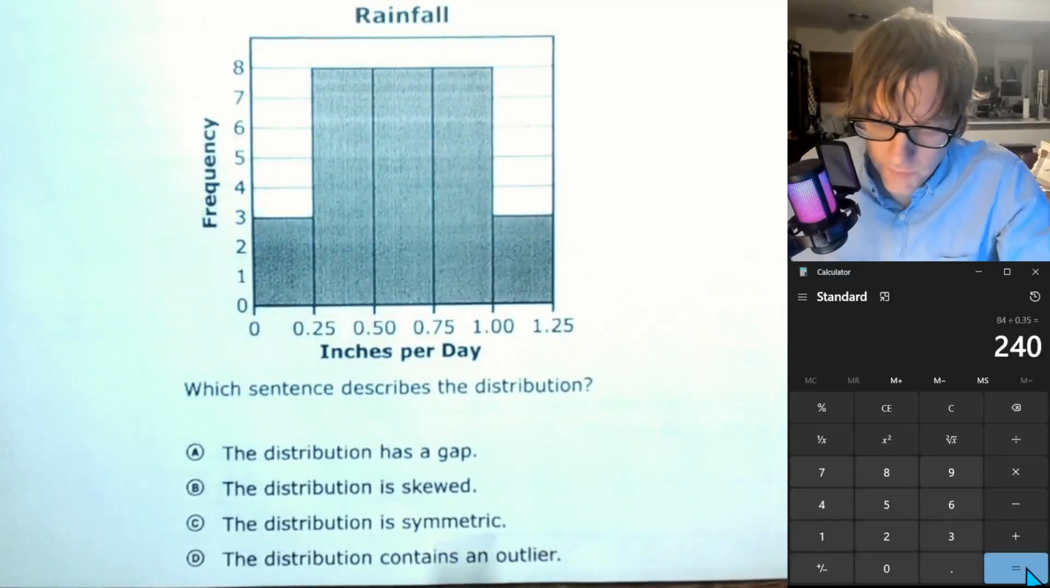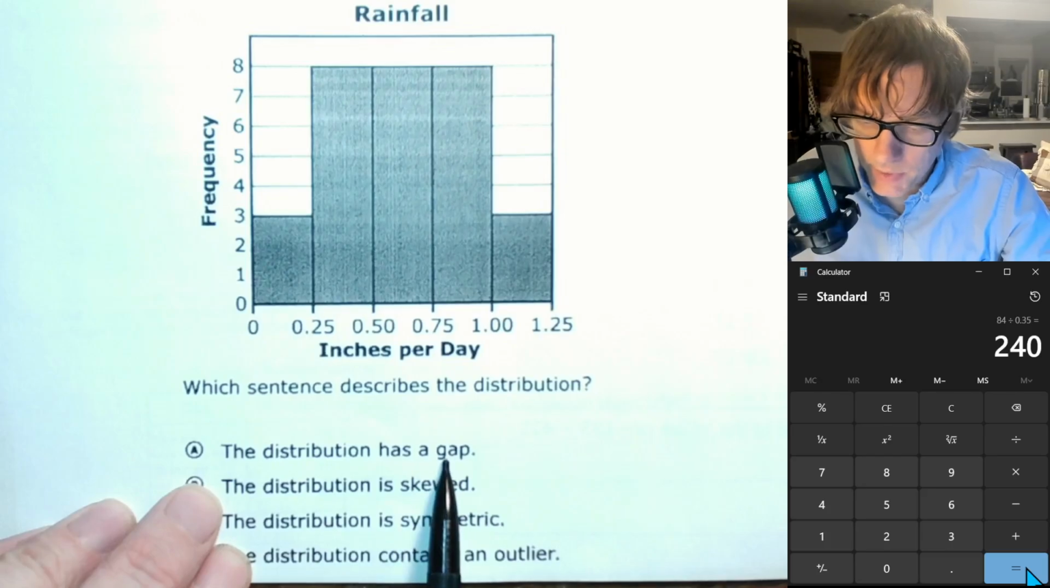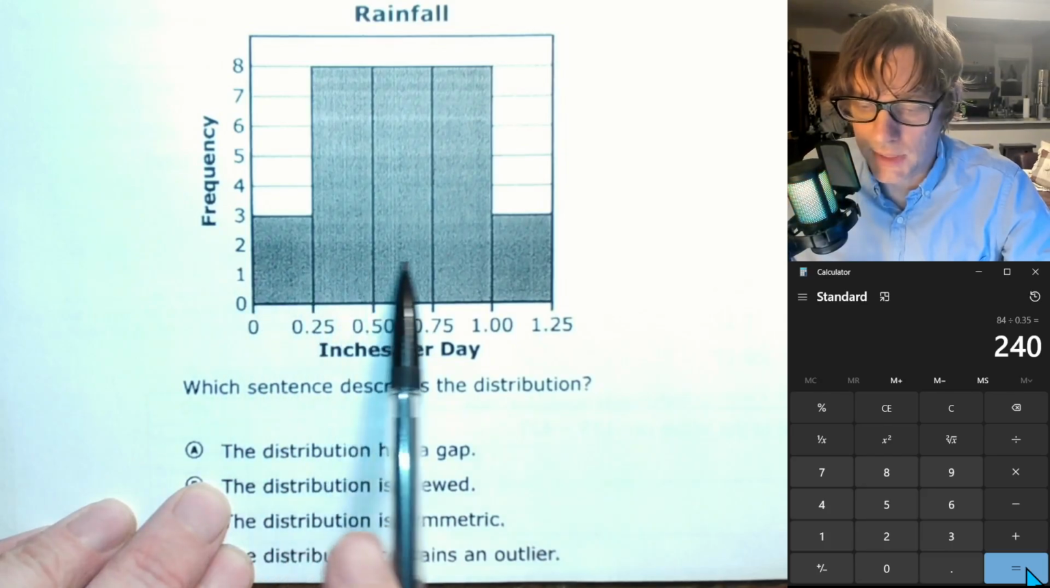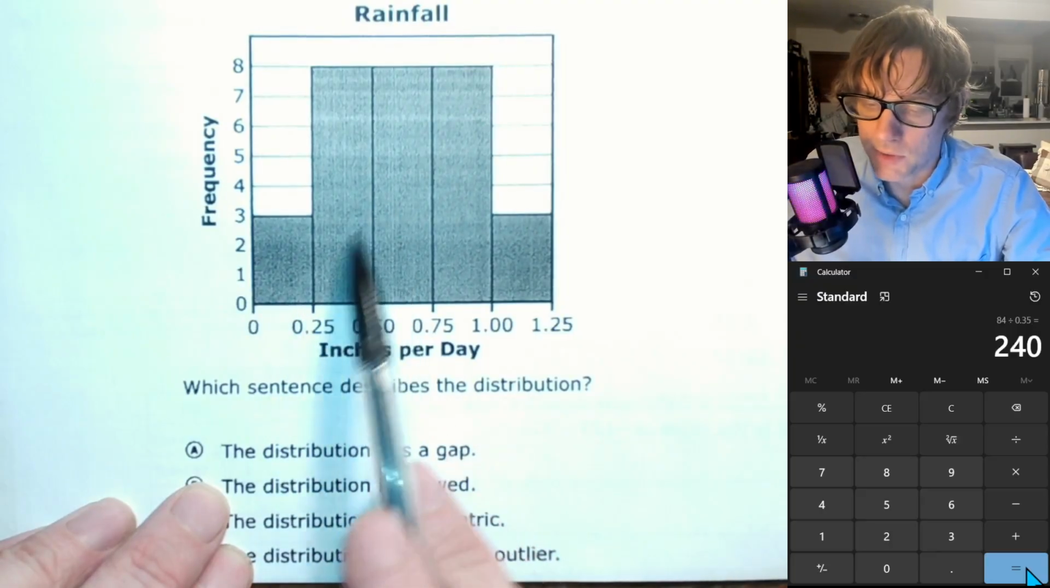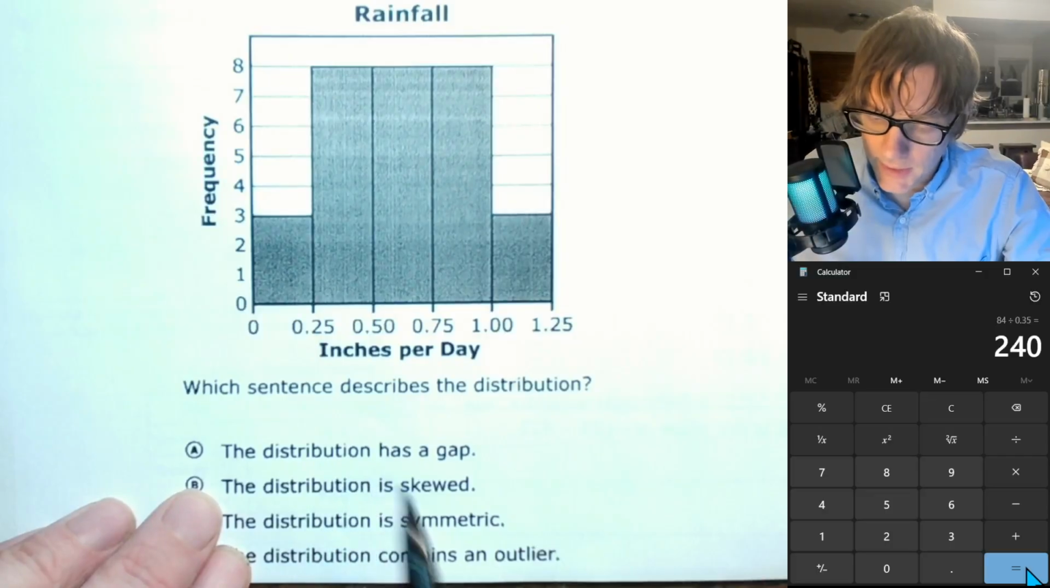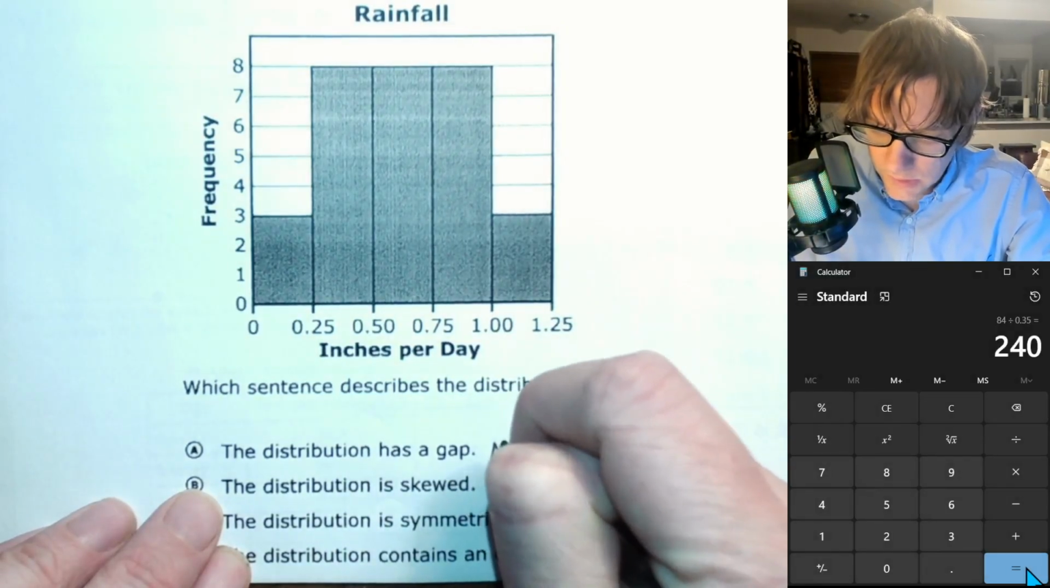All right, so we've got the distribution has a gap. Well, looking up here, I don't see any gaps. A gap is wherever there's nothing going on, and I see there's definitely bars all the way across. So it's definitely not A, so no.